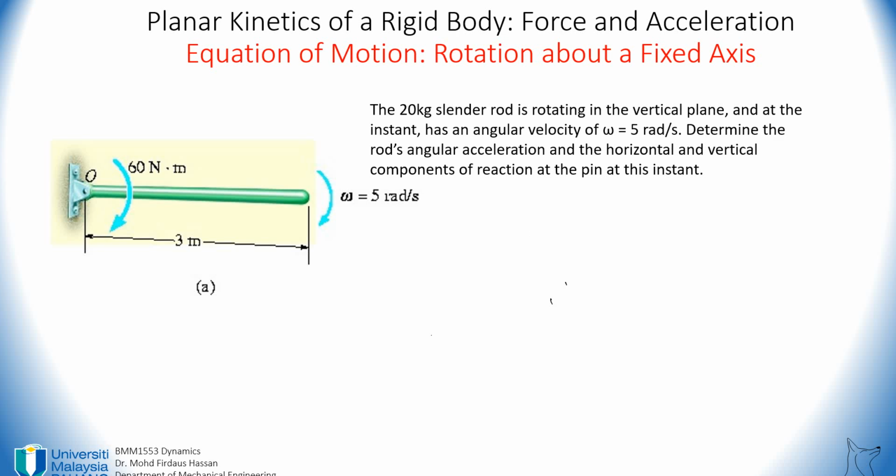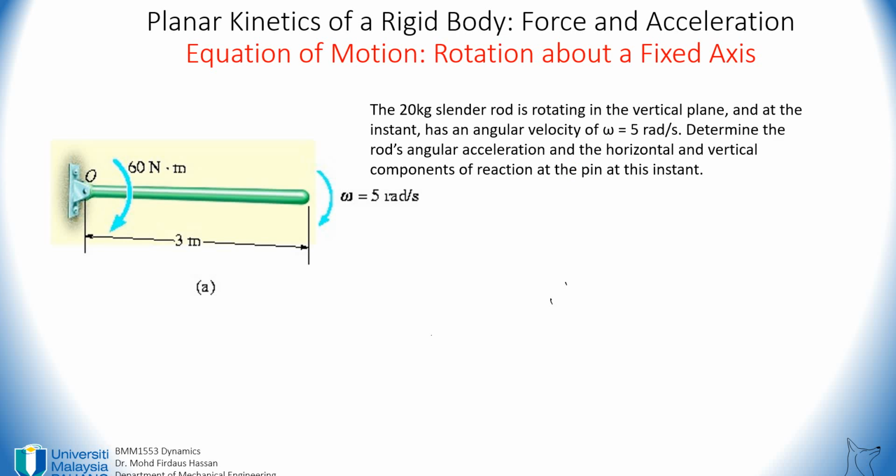I think this is the final example I will give on the topic of rotation about fixed axis. So we have this kind of system. The 20 kilogram cylinder rod is rotating in vertical plane and at the instant has an angular velocity of 5 radian per second. Determine the rod angular acceleration and horizontal and vertical component of a reaction at the pin at this instant.